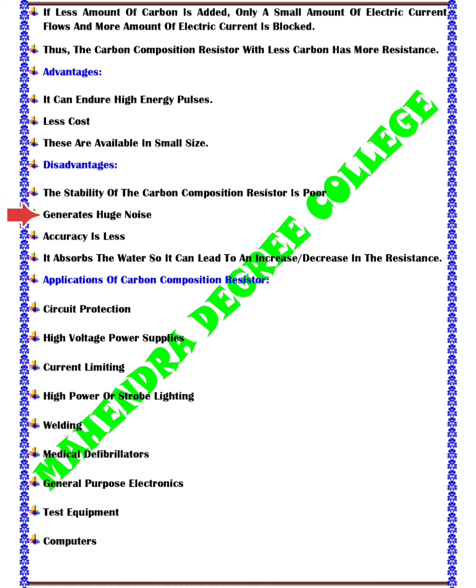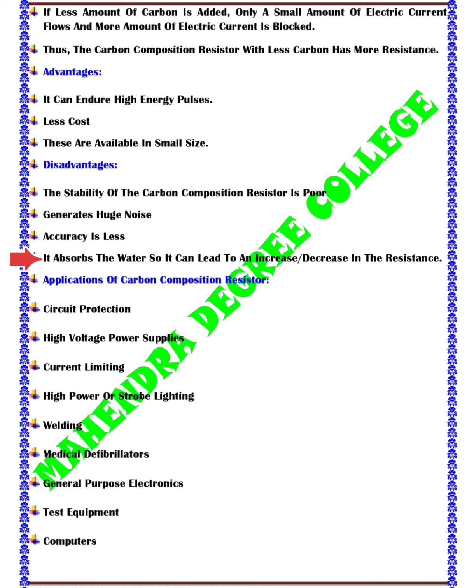Second one, generates huge noise. The resistive element's non-uniform composition and granular structure can lead to significant noise generation, which can interfere with sensitive circuits. Third one, accuracy is less. Carbon composition resistors typically have a tolerance of 5% or higher, meaning the actual resistance value can deviate significantly from the marked value.